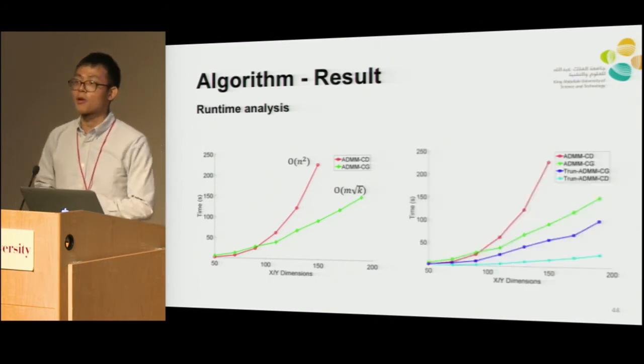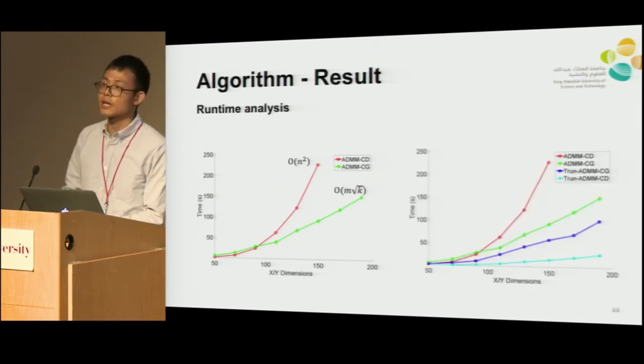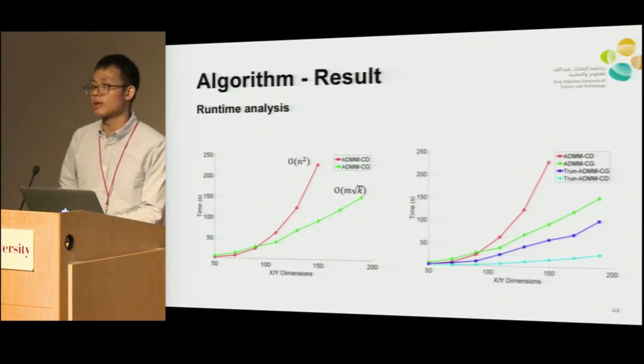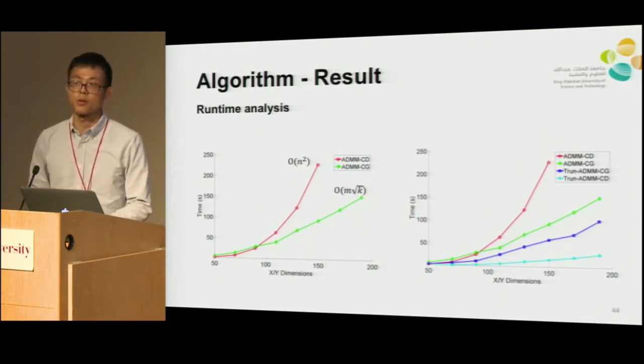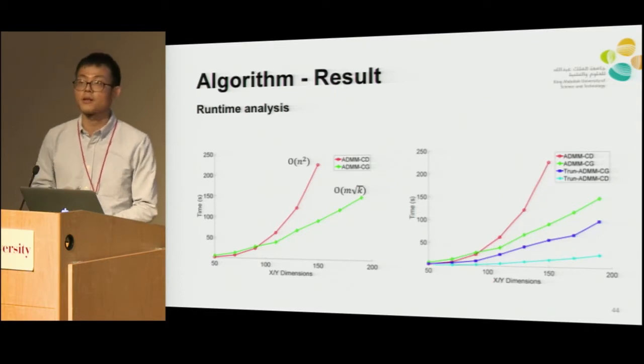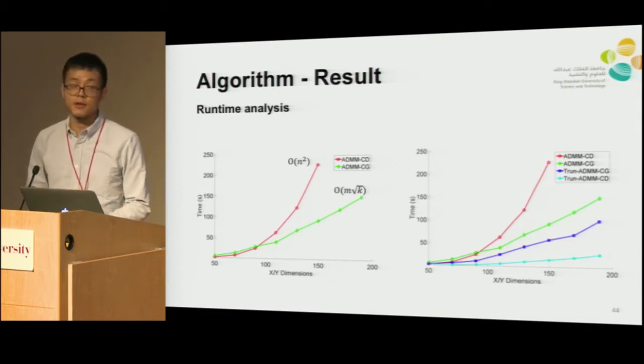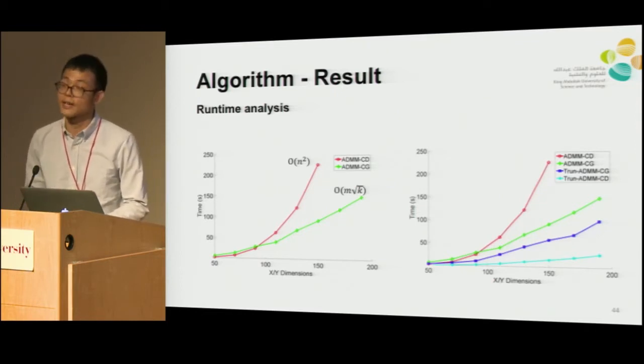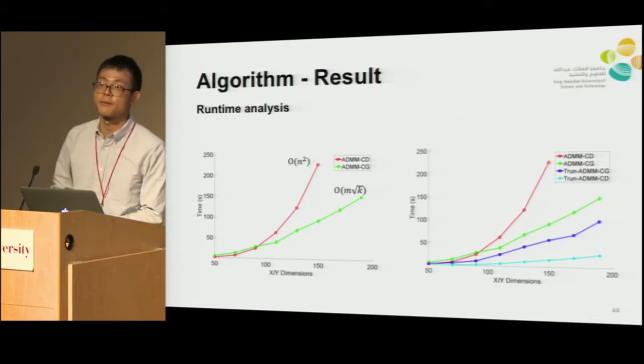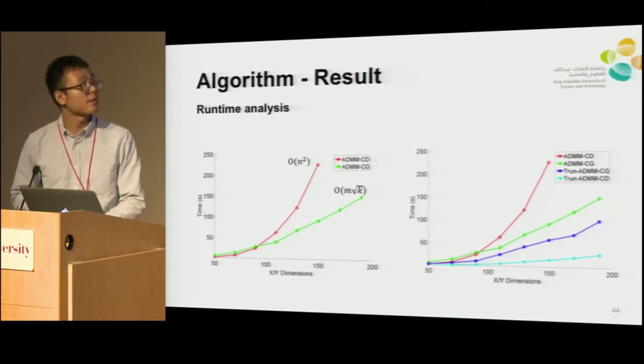Well, for our proposed algorithm, since we decompose the original big problem into smaller sub-problems, within the tested regions, the CD solvers always outperform the CG solvers. It can reach up to 5 times speed up over the standard ADMM CG solvers.